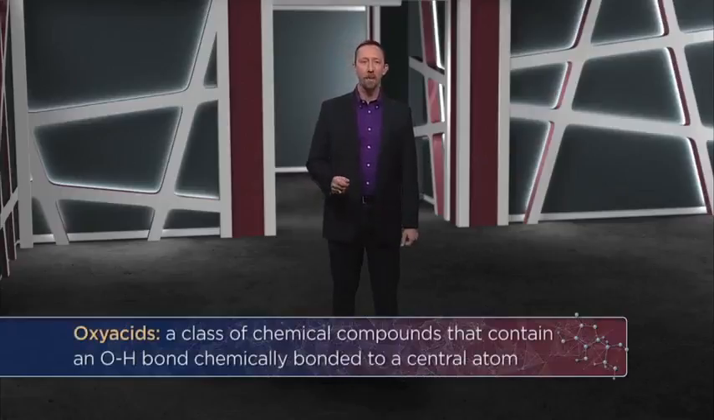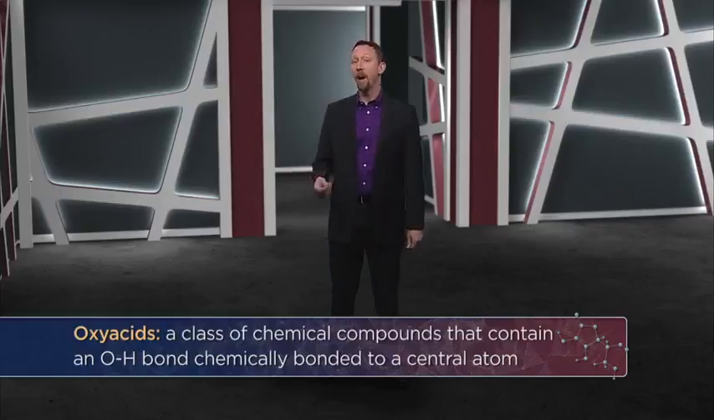Oxyacids are a bit more complex than binary acids. They're a class of chemical compounds that contain an OH bond chemically bonded to another central atom. Now, don't confuse this with the OH- hydroxide ion from Arrhenius's base definition. Here, we're talking about an OH motif covalently bonded to at least one other atom.